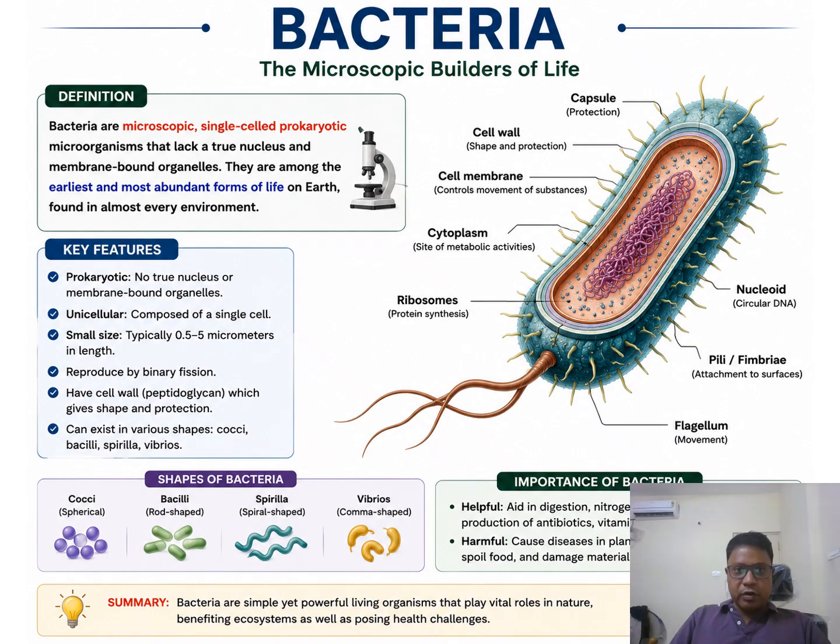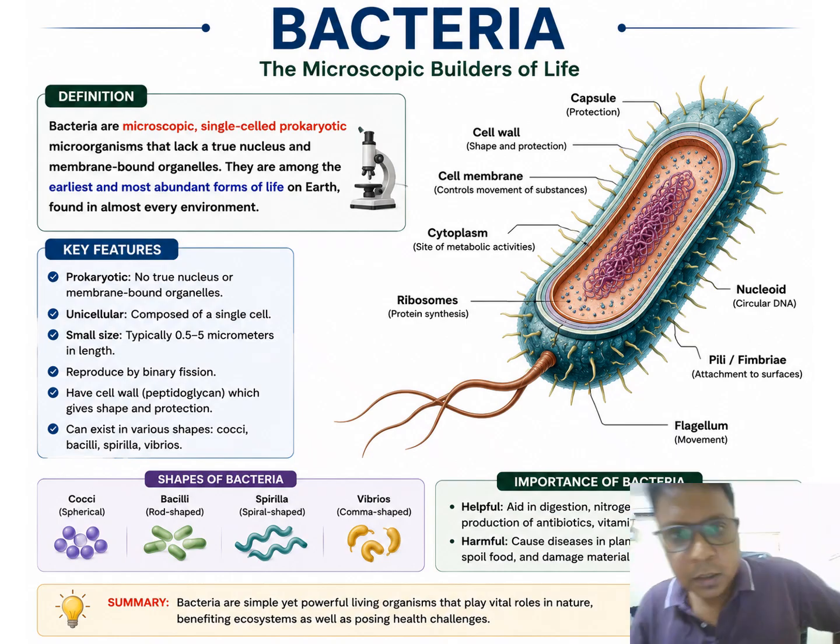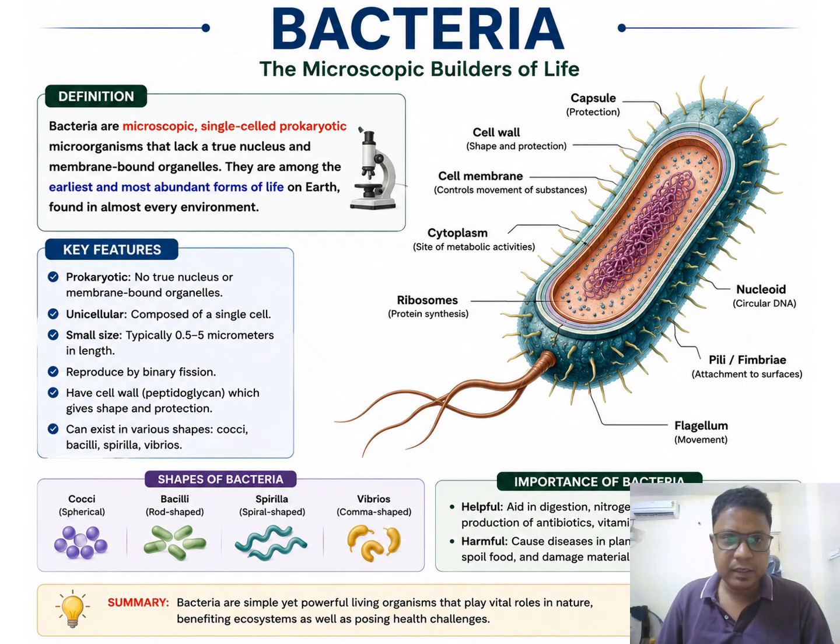Next, let us go to what is bacteria. We all know bacteria are the microscopic builders of life. There could be good bacteria, and there could be bad bacteria. Bacteria are microscopic, single-celled prokaryotic microorganisms that lack a true nucleus and membrane-bound organelles. They are among the earliest and most abundant forms of life on the earth, found in almost every environment. So what are the key features of bacteria?